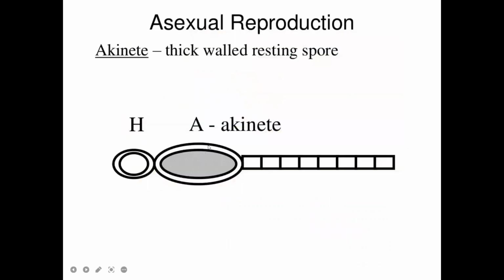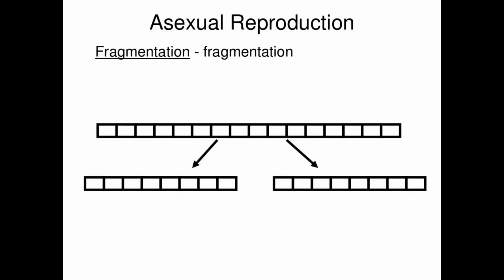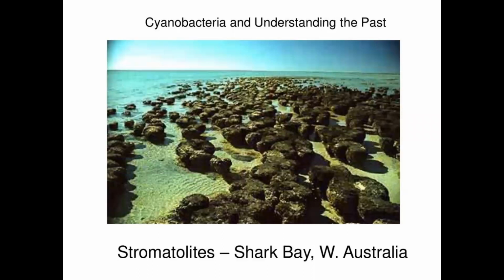And next is akinete. Akinete is a thick spore which detaches from the filament and it helps in asexual reproduction. See, this is the heterocyst, this is the akinete. In size, when you compare both, akinete is larger. These are thick-walled resting spores. Their function is to resist unfavorable conditions, they appear as larger cells than heterocysts, and generally lose buoyancy, means they do not float in the water bodies. Fragmentation, they break into different fragments and then they will grow into new filaments.